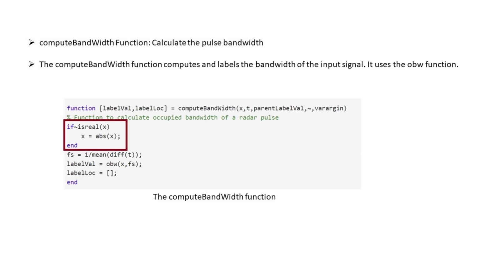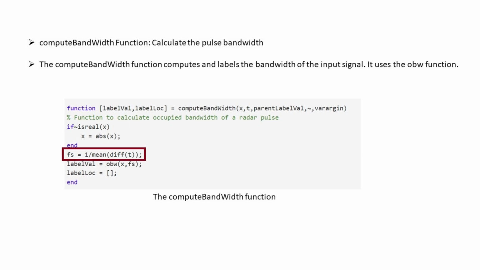If ~isreal(x). This line checks if the signal x is complex. The tilde operator negates the logical result, so ~isreal(x) returns true if x has imaginary components. x = abs(x). If x is complex, this line takes the absolute value, magnitude, of x. The function requires the magnitude of the signal to accurately calculate the bandwidth.